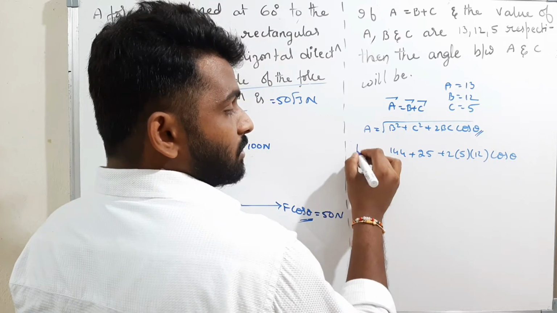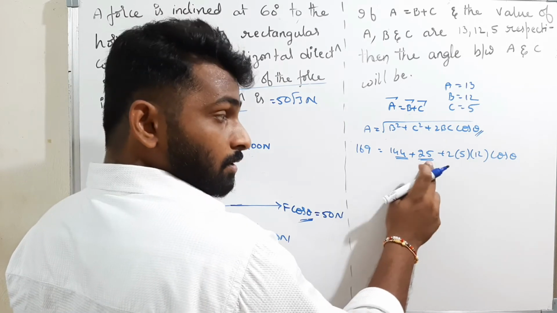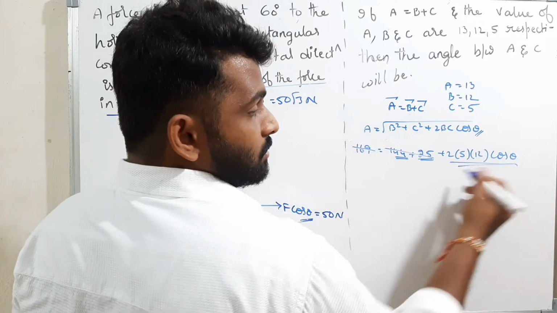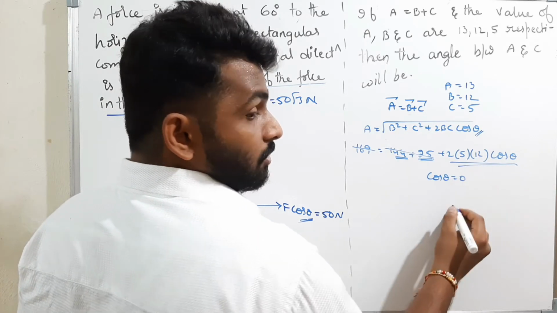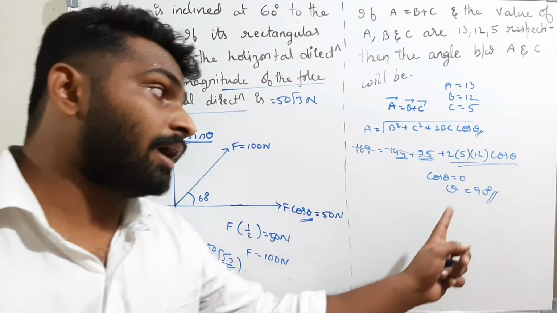Now what is 13 square? 169. 144 plus 25 is nothing but 169. Therefore 169 and 169 cancel off. Now what do we get? We get cos theta is equal to 0. Therefore theta is equal to 90 degrees. Now I got the angle as 90 degrees.